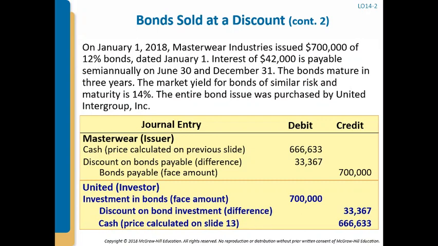So here's your initial entry for the issuer and the investor. Discount on bonds payable is the difference between the cash received, which is less than the face value.